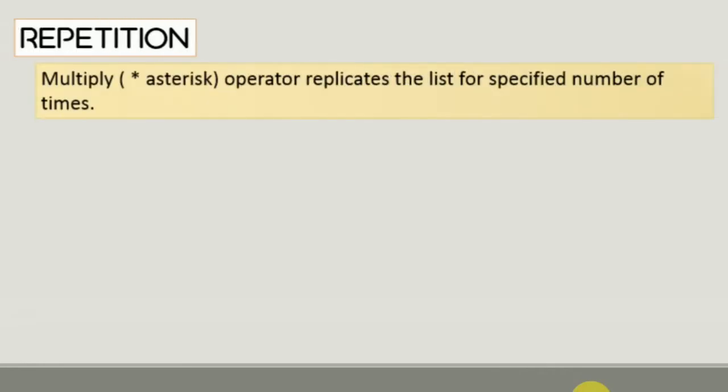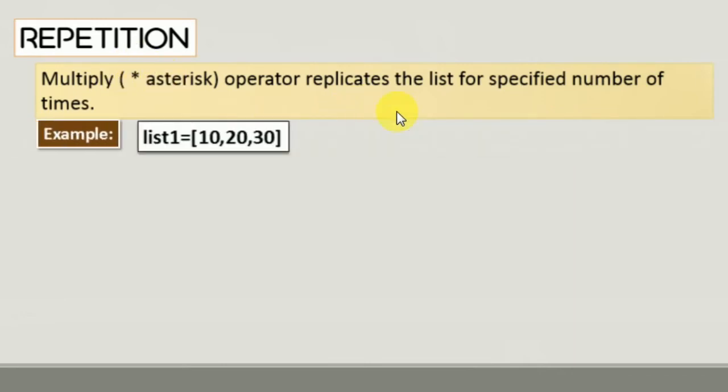Now we will discuss the next one, that is repetition. Repetition means multiply. The star sign is used to replicate the list a specified number of times. This repetition is used to replicate the values of a list by using the asterisk sign. How is it done? I am going to show you with an example.